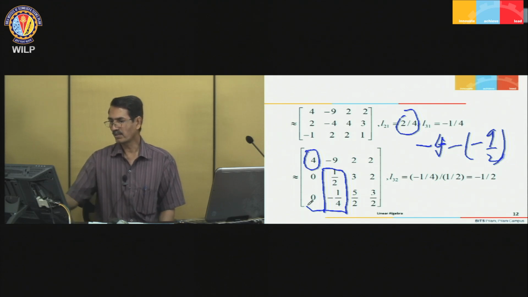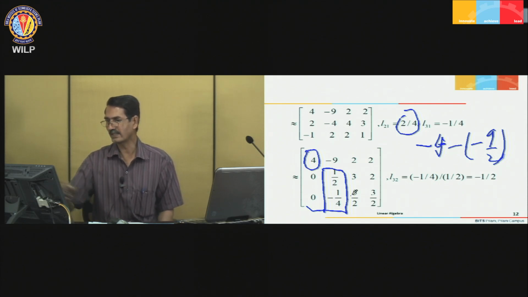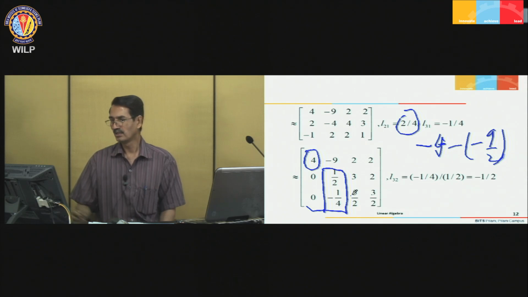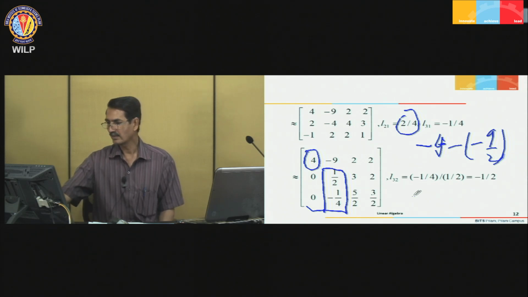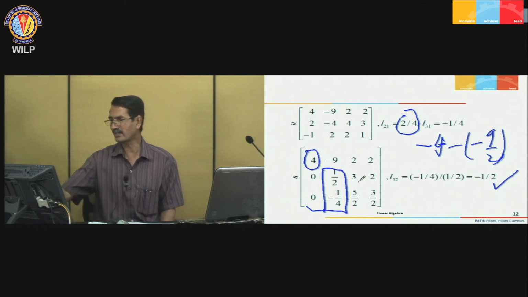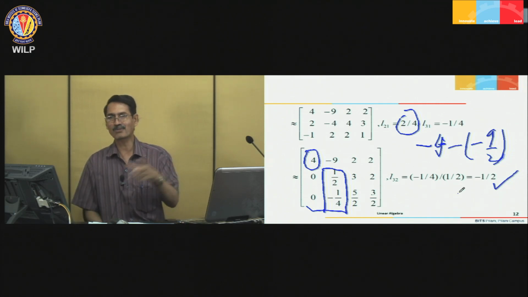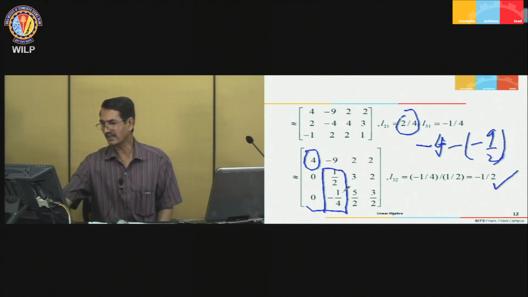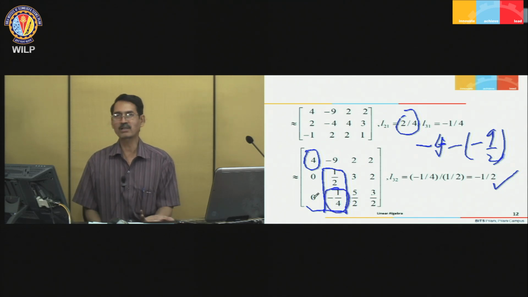Okay. Then we want that minus 1 by 4 should again be 0. How will minus 1 by 4 become 0? We shall see what the multiplier is: L32 will be minus 1 by 4 divided by half, that is minus half. So, multiply the second row now by minus half and subtract from the third row. Automatically, look at here, this will be 0. Now we are going to get an upper triangular matrix. Your job will be over.